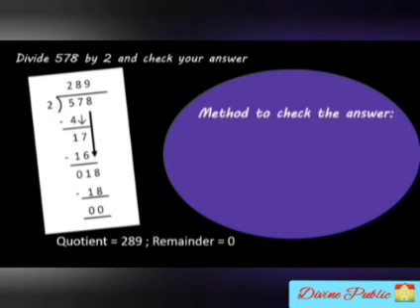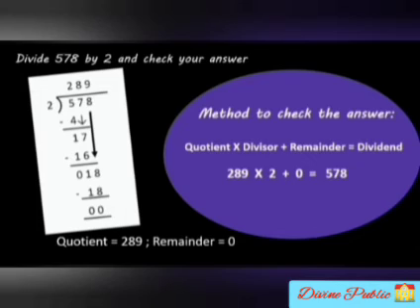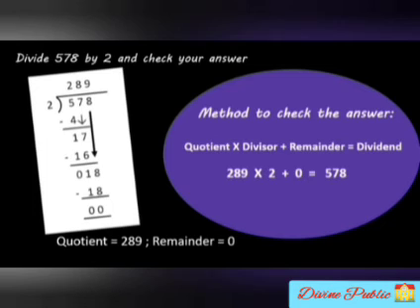Now the method to check the answer. We know very well that quotient into divisor plus remainder is equal to dividend. So we put the values. Quotient is 289, the divisor is 2 and the remainder is 0. So when we multiply 289 into 2 and add the remainder 0 to the product, we will get 578. That is equal to the dividend. Hence our division is correct. This way we can check our division.